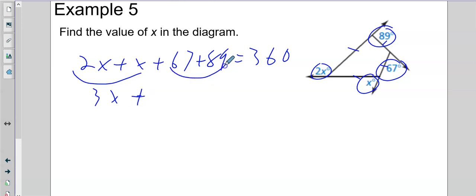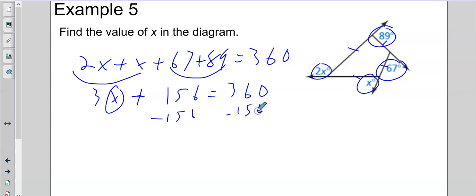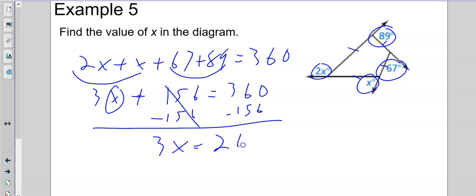3x plus, I'm going to simplify this. So 67 plus 89 adds up to 156. Now I need to get x by itself, so I'm going to subtract 156 first. So 360 minus 156 is 204. So I have 3x equals 204 degrees. Now I'm just going to divide by 3.